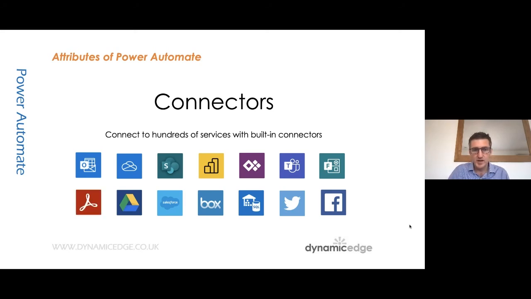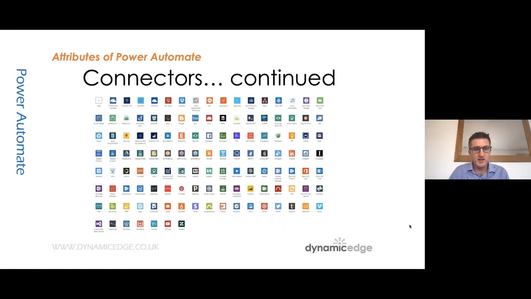So we've got things like Adobe, Google Drive, Salesforce, Box, SQL. So we've got a SQL database. We can use Power Automate to bring that to another location, and then we've got our social media platforms there, Twitter, Facebook as well, but that's just a few. And then hopefully what you can see here is connectors continued. There are a plethora of connectors that you can link into Power Automate.